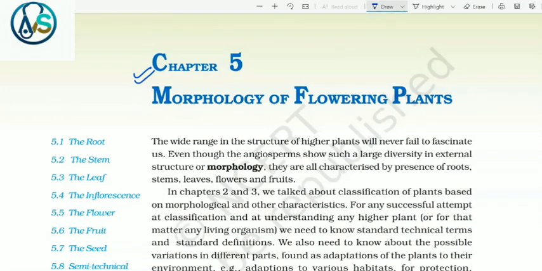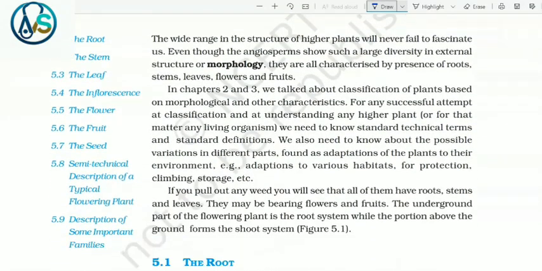Chapter 5, Morphology of Flowering Plants. The wide range in the structure of higher plants will never fail to fascinate us. Even though the angiosperms show such a large diversity in external structure or morphology, they are all characterized by the presence of roots, stems, leaves, flowers and fruits.